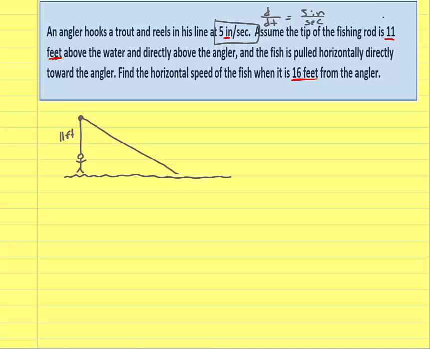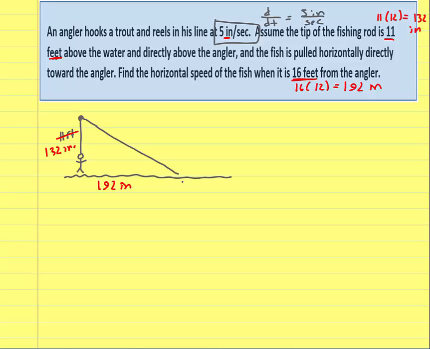So 11 feet would be 11 times 12, which would be 132 feet. I'm sorry, not feet, inches. That's why we just converted it. So instead of 11 feet, we'd have 132 inches. Now down here I have 16 feet, and 16 times 12 would be 16 times 10, 160, plus 32, which is 192 inches. So this would be 192 inches.